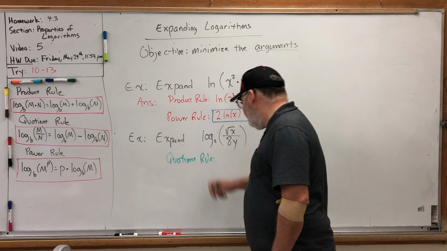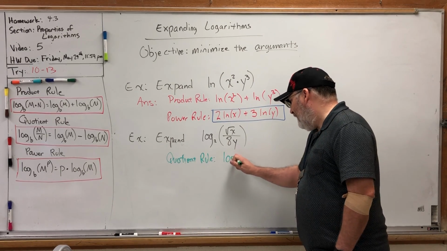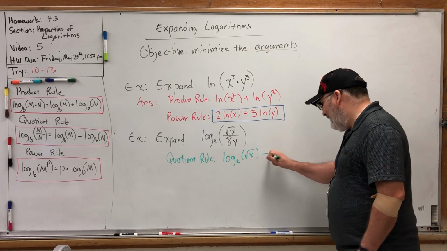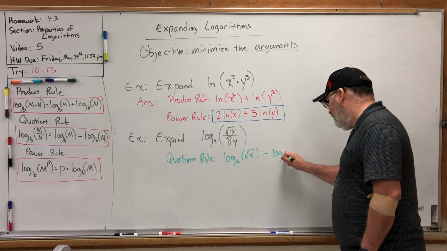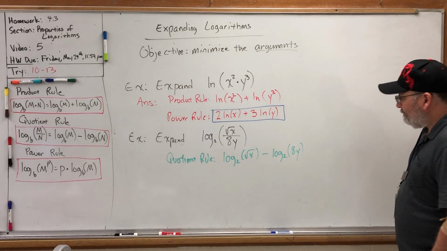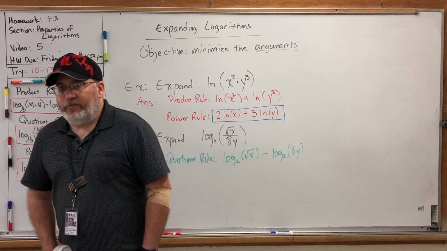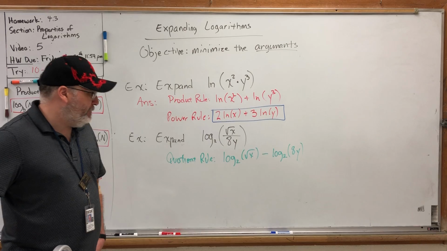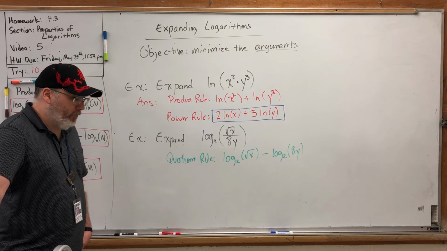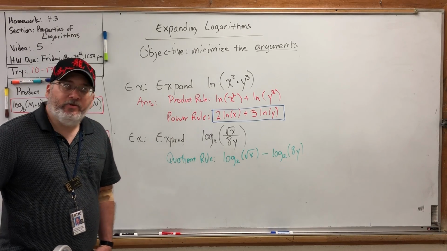The quotient rule says if you have a log of a fraction, you can split it into the log of the top, so log base 2 of the square root of x, minus the log of the bottom, so minus log base 2 of 8y. But is that all we should do? Have we reached our objective? Have we minimized the arguments? No. I still have more rules that will allow me to expand further and make the arguments even more minimal.